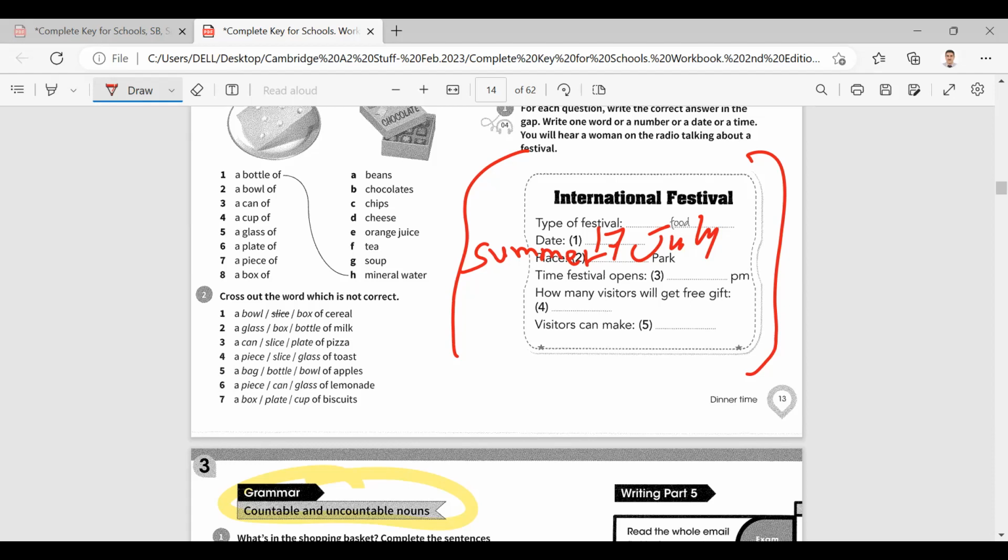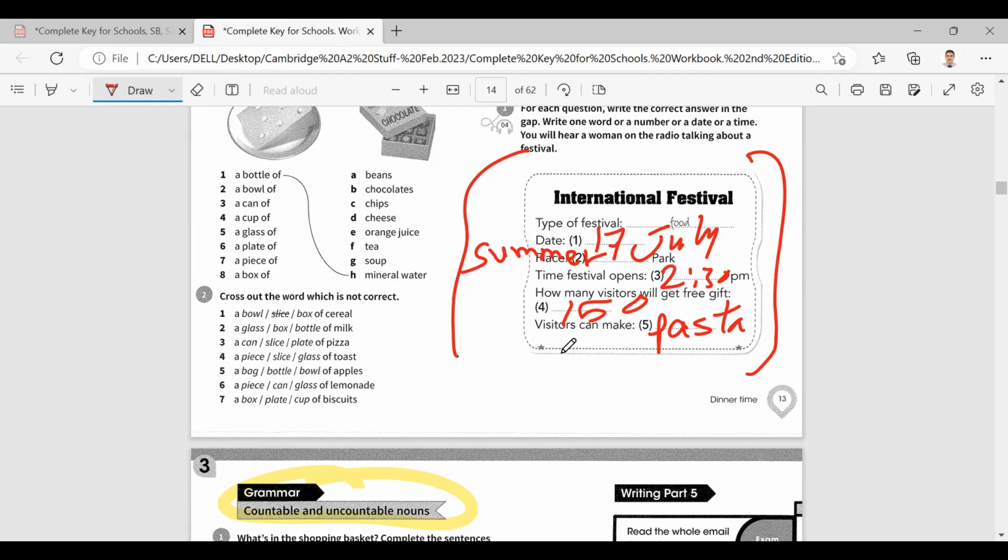Yes. What about when, or what time, does the festival open? 2:30. Perfect. Till 7 p.m. How many visitors will get a free gift? 150. Wonderful. Great. Visitors can make pasta. How to write it? P-A-S-T-A. Wonderful. That's it. Excellent. Now I think listening part 2 is quite easy for you.